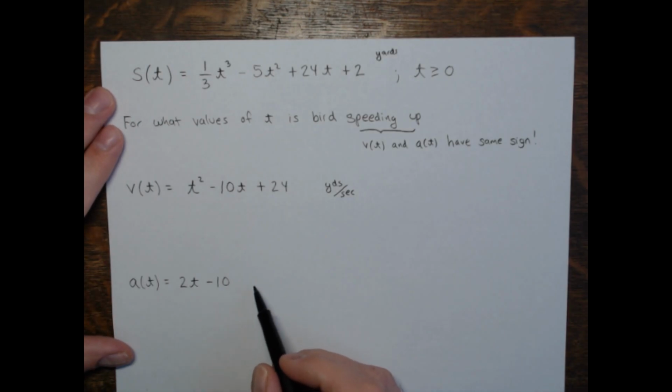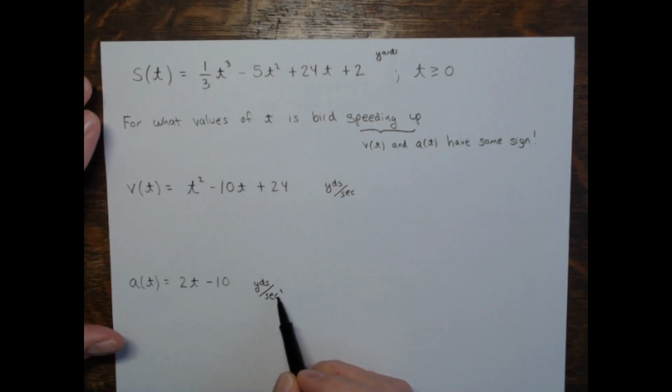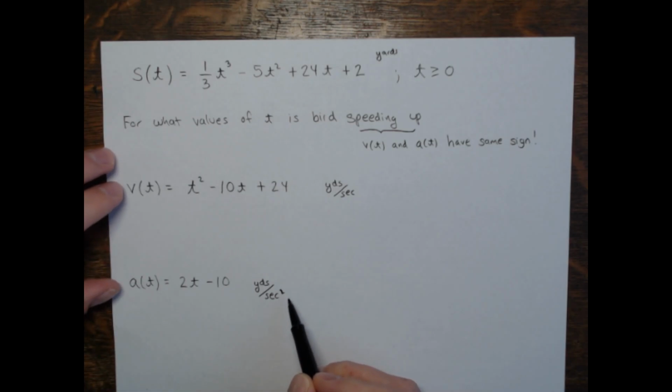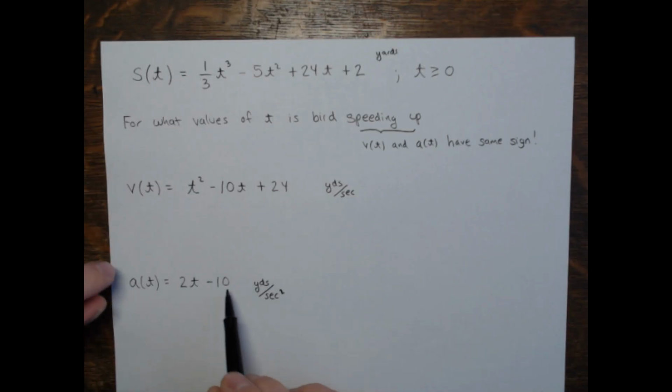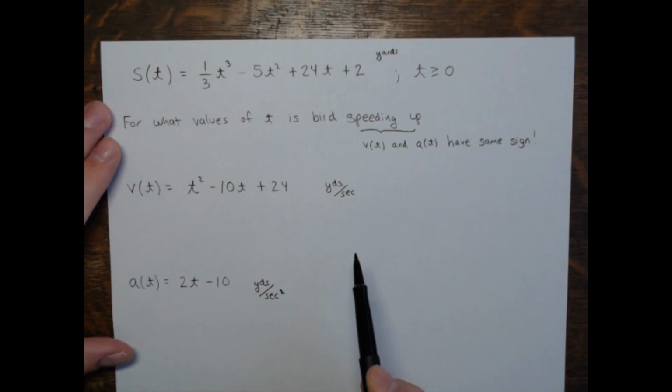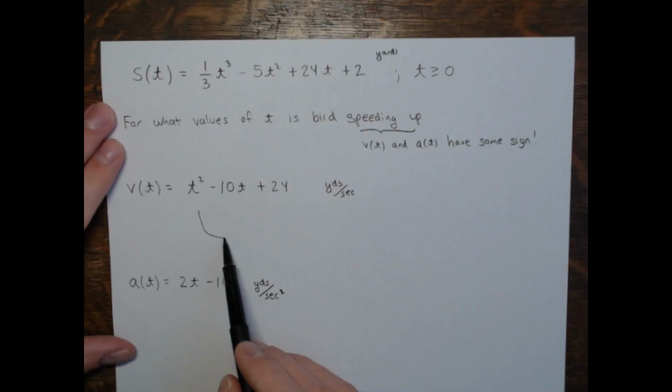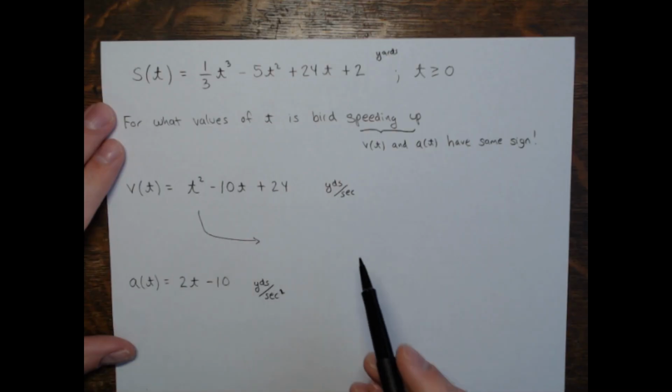Okay, and then the units on this would be in yards per second per second. So yards per second squared, right? Square the time unit. So change in velocity over change in time. Okay. So here's how I like to approach these.